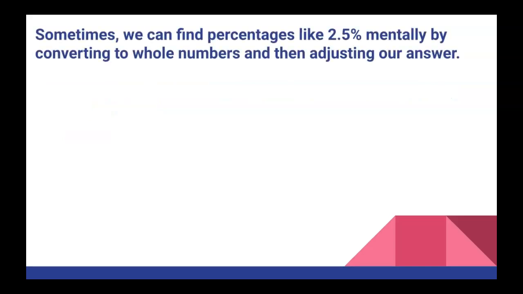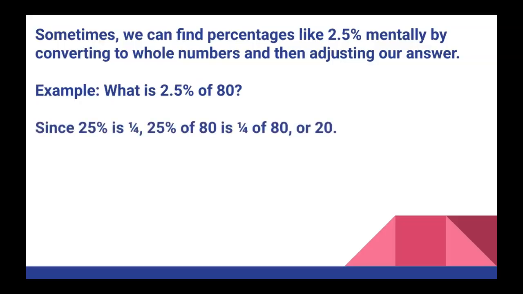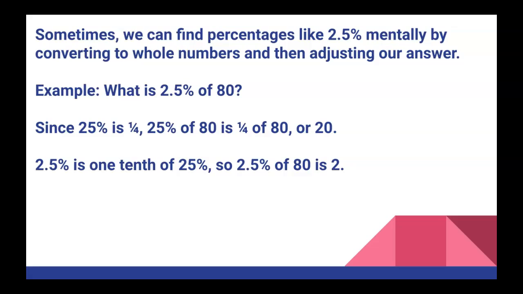Sometimes we're going to be able to use some mental math. When we have percentages like 2.5%, we can mentally convert to a whole number and then adjust our answer. For example, if I gave you a problem like, what's 2.5% of 80? You might ask yourself, well, what's 25% of 80? And since you know that 25% is a fourth, a fourth of 80 is 20, so 25% of 80 is 20. And since 2.5% is 1/10 of 25%, 2.5% of 80 would be 1/10 of 25% of 80, so we would just have 1/10 of 20, which is 2.